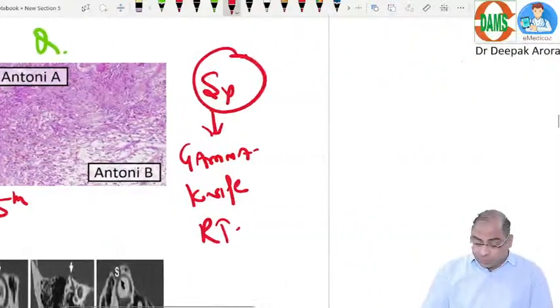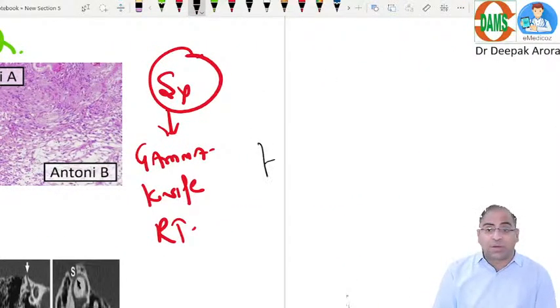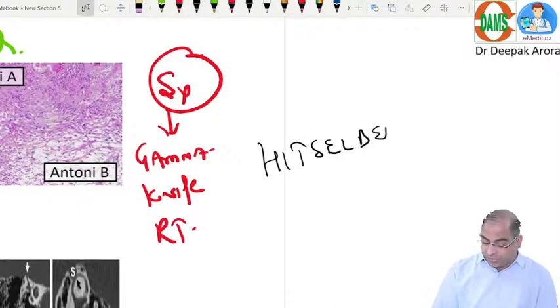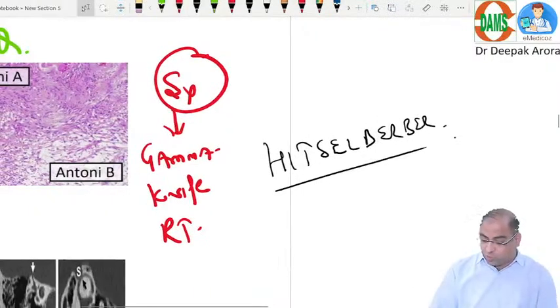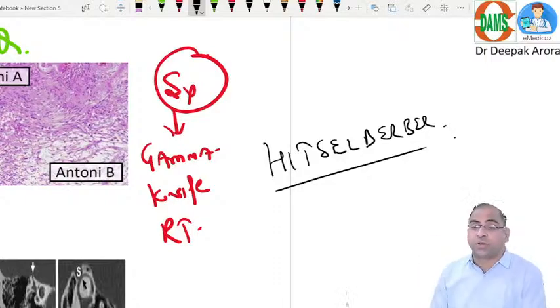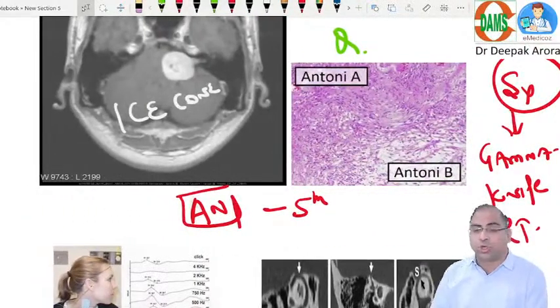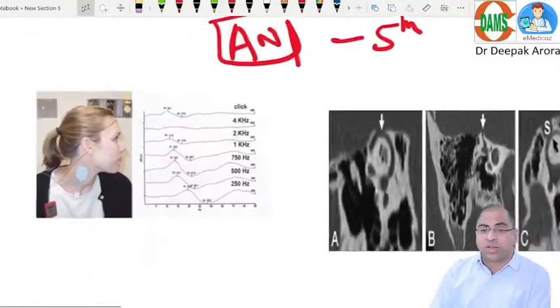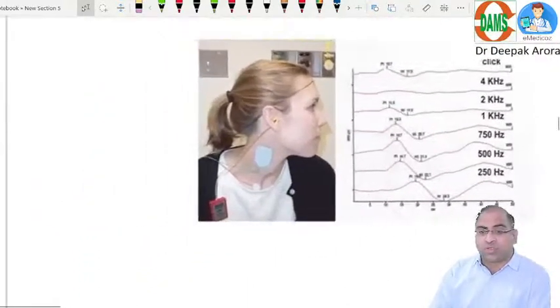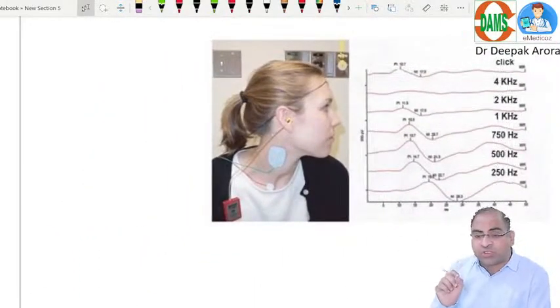What is the more important point? They can ask you Hitselberger sign. So what is Hitselberger sign? It is loss of sensation in the posterior superior part of the external auditory canal. Hitselberger sign can be seen in acoustic neuromas. Coming to these two slides, either they will show you something like this. It is vestibular evoked myogenic potential.